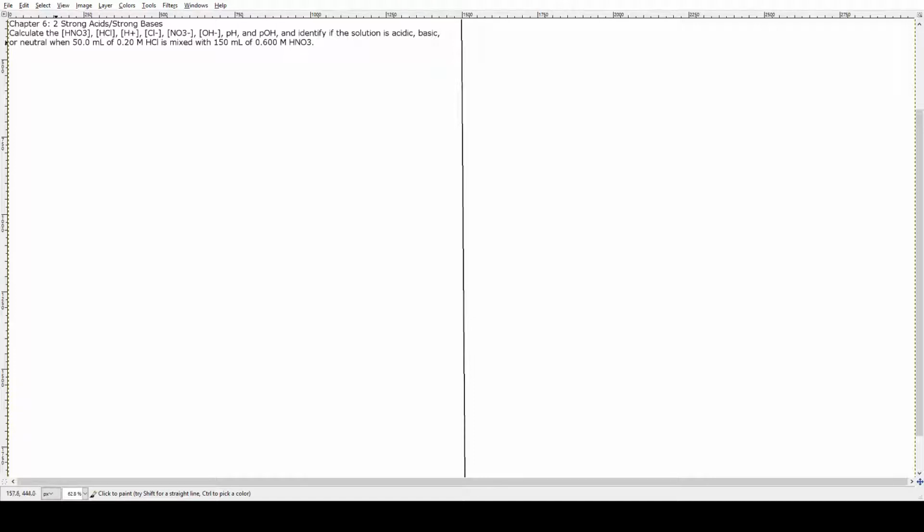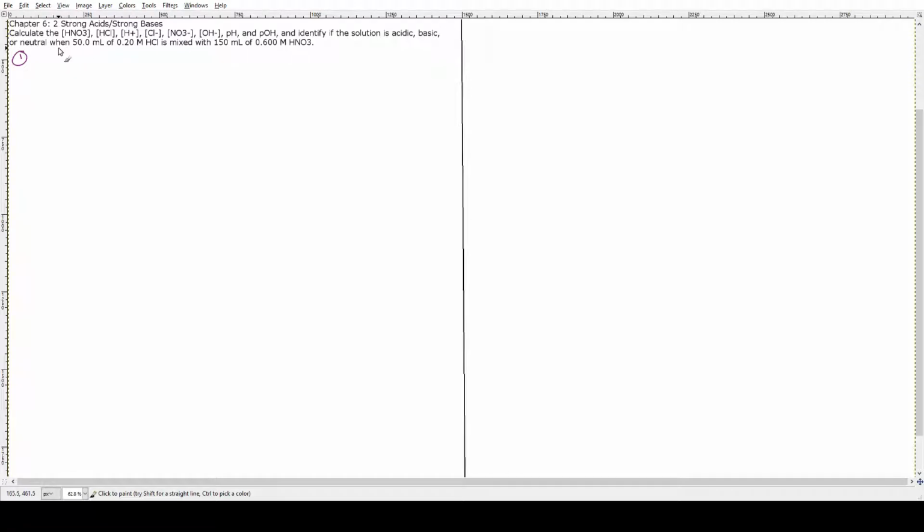And we're going to figure out the concentrations of the nitric acid, hydrochloric acid, hydrogen ion, chloride ion, nitrate ion, hydroxide ion, and the pH and the pOH, and we're going to figure out if the solution is acidic, basic, or neutral. Oh my gosh. And this is happening when 50 milliliters of 0.20 molarity hydrochloric acid is mixed with 150 milliliters of 0.600 molarity nitric acid. Wow. Let's just start with our first step.